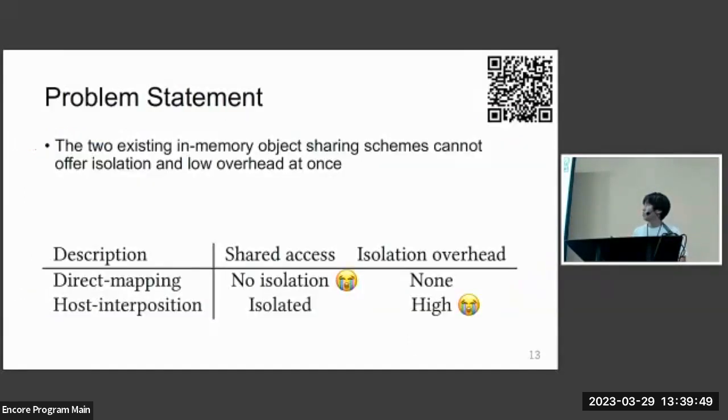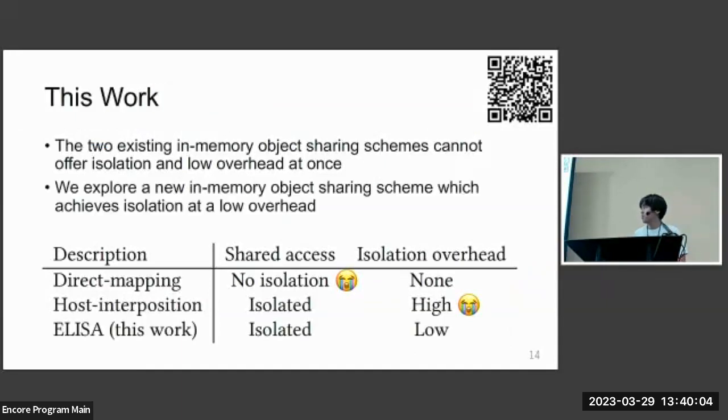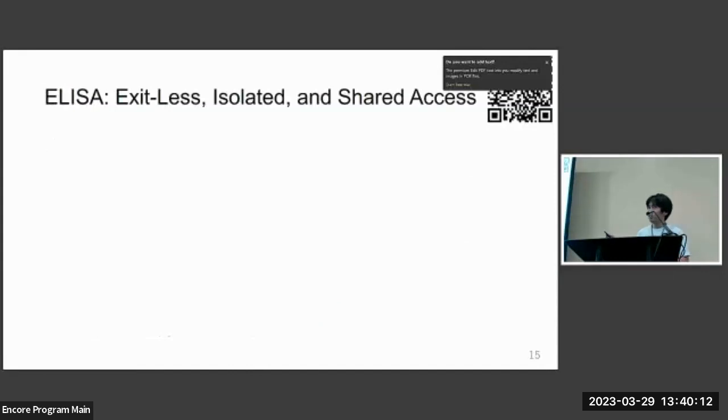Okay, so this is the problem statement of this work. Essentially, there are two existing options. However, neither of them can achieve isolation and low overhead simultaneously. Our work is to take the intermediate: we want to achieve isolation at low overhead. So our solution is ELISA, exit-less isolated and shared access.